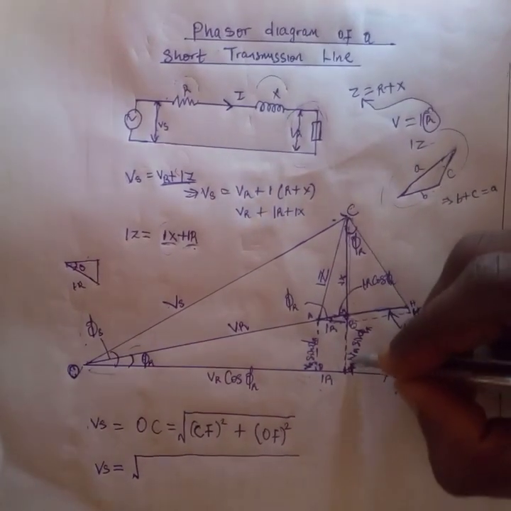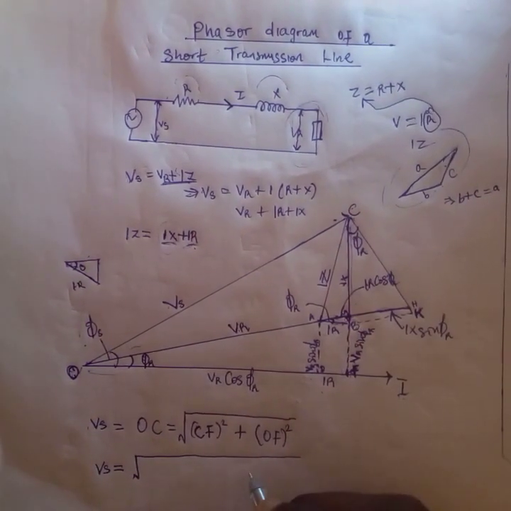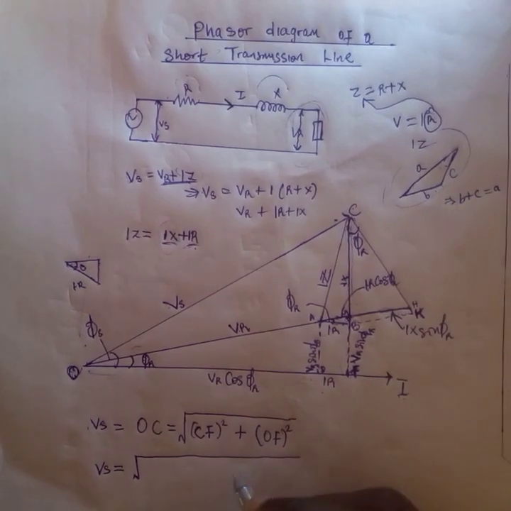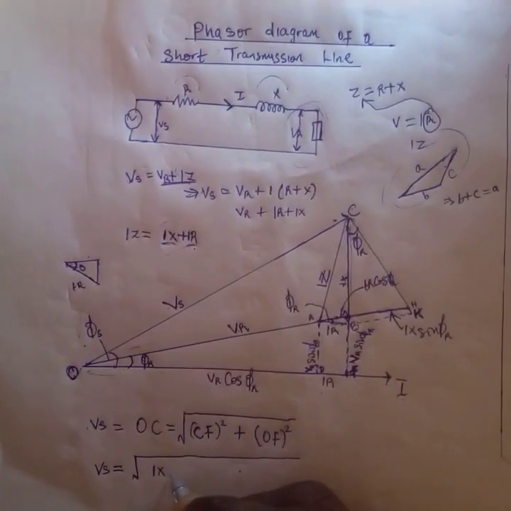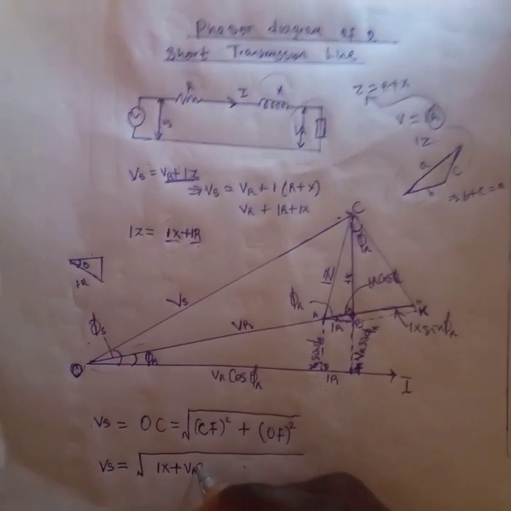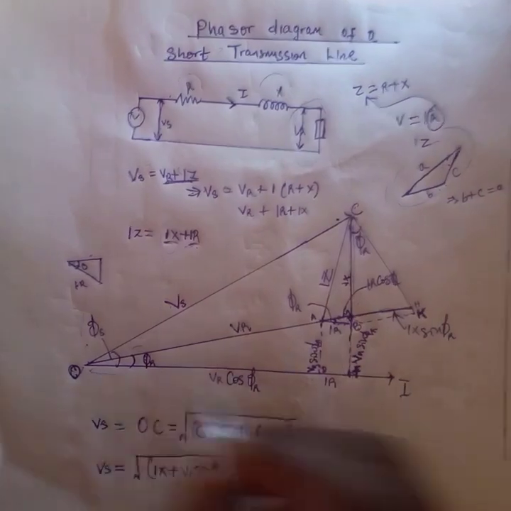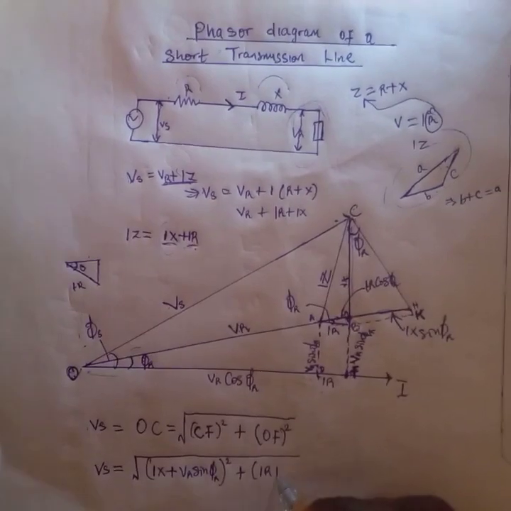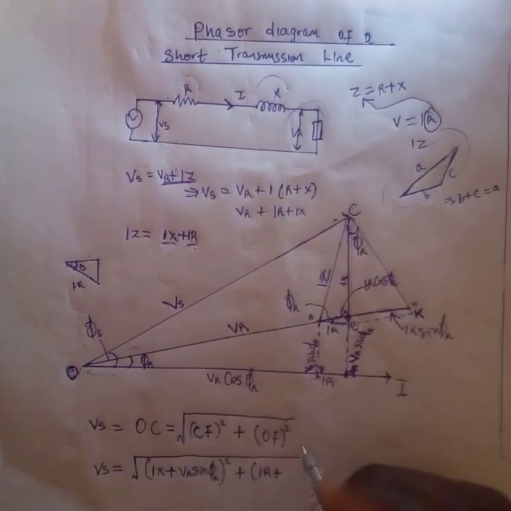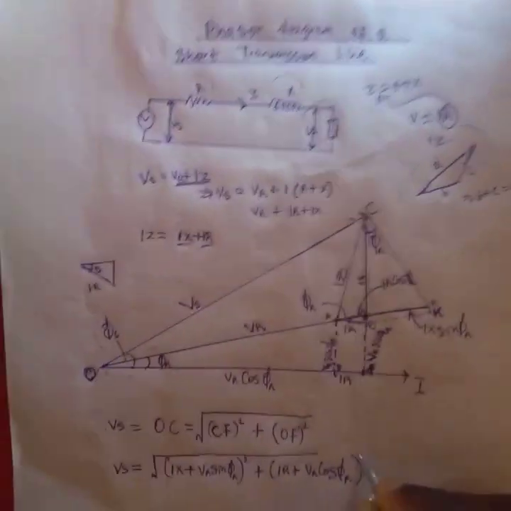This is the same F, so this is V sine phi. So that means that everything is Ix, are we getting now? That is Ix plus V sine phi, all squared, plus now OF. This is F and this is O. OF is comprised of I. I'm getting now: I plus, from here to here, is V cos phi. So that is V cos phi, everything squared.